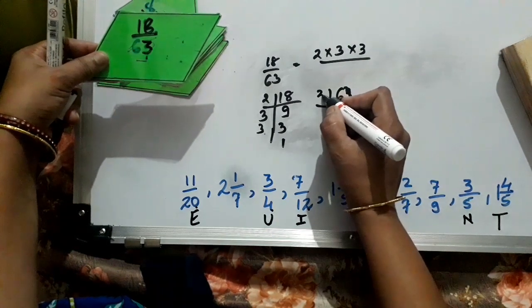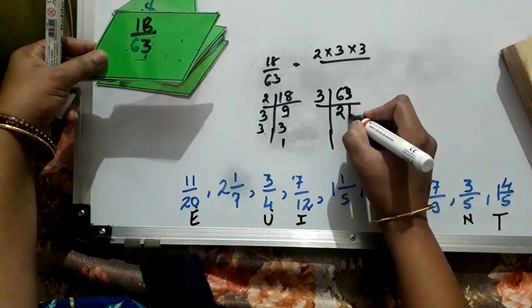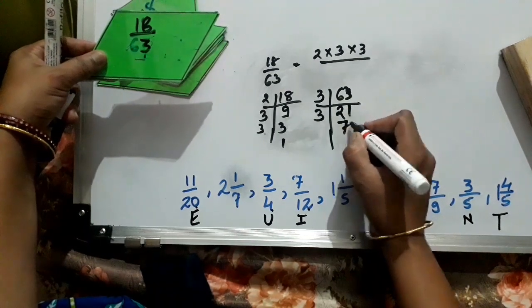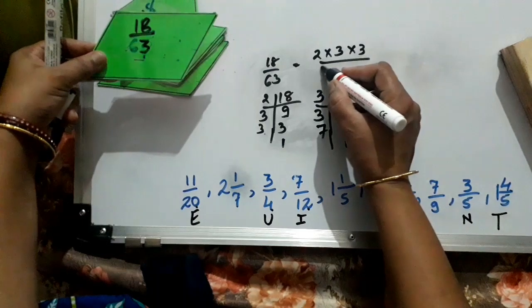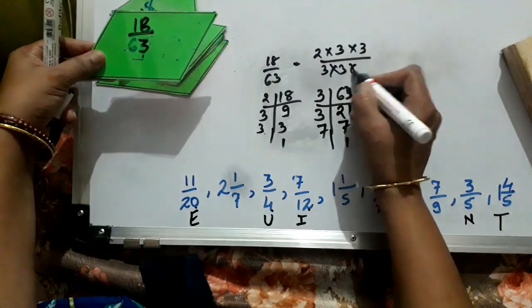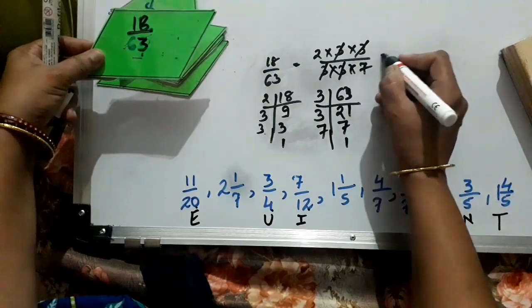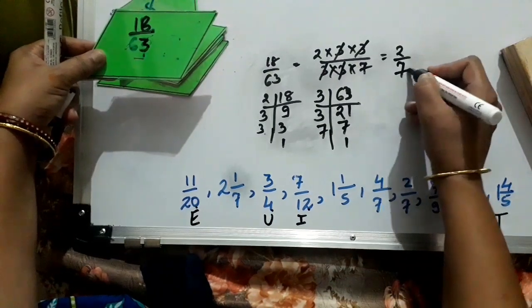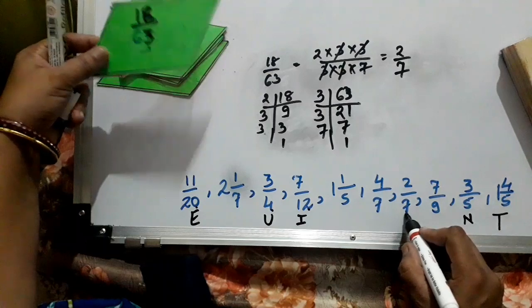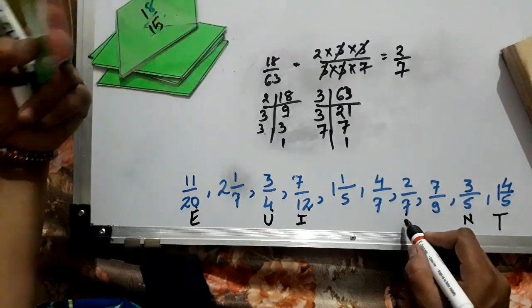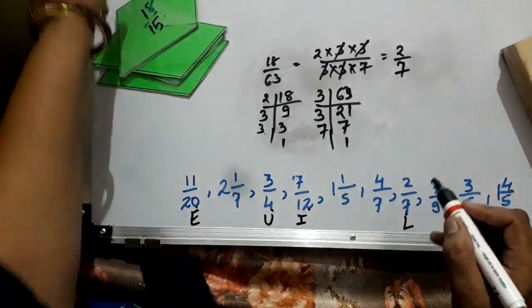So we will start with 3. 3 2s are 6, 3 1s are 3, 3 7s are 21, 7 1s are 7. So here you have 3 into 3 into 7. So 3 will go away. Again 3 will go away. So 2 upon 7 is left out, which is here, and the letter is L. So I will write here L.